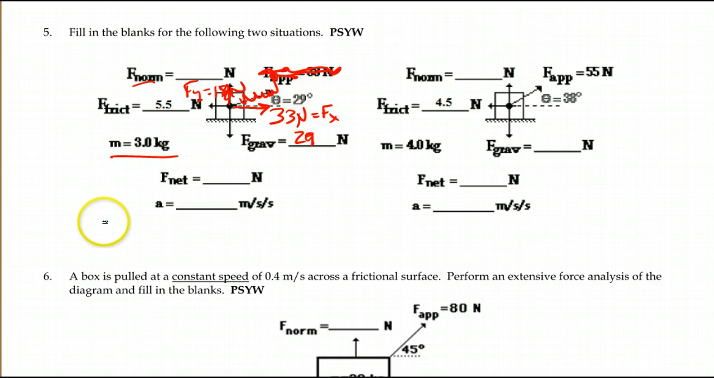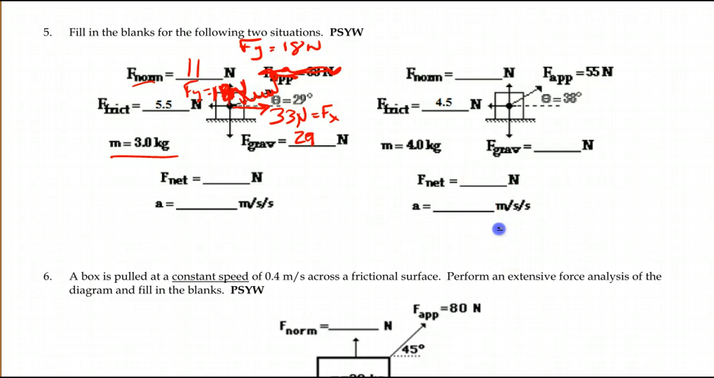So to find the parallel force, we will use the sine of the inclined angle, and we'll multiply that by the force of gravity. The perpendicular force is adjacent to the angle, so we will use the cosine of theta, and we'll multiply that by the force of gravity.